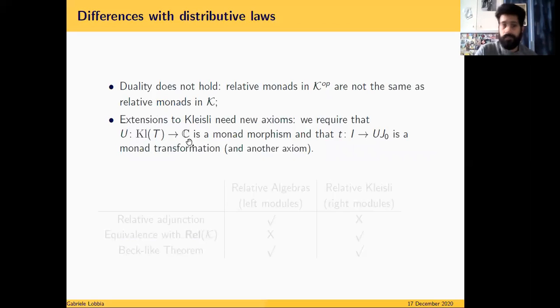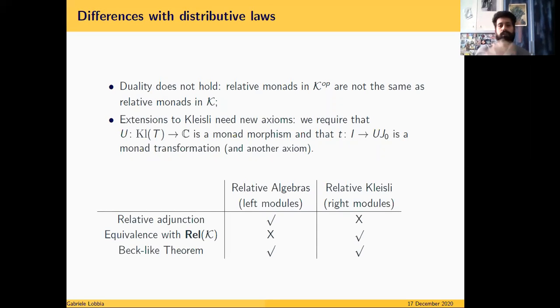to C. And we require this to be a monad morphism, so that we get back a distributive law. And we also need to require that the unit of T can be seen as a monad transformation. So in Cat, these two axioms are enough, but when you consider a general two-category, you also need to add another axiom, which is a bit technical, so I didn't write it.